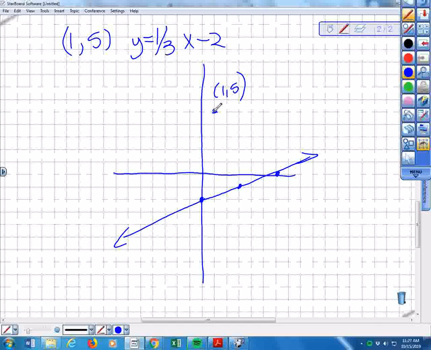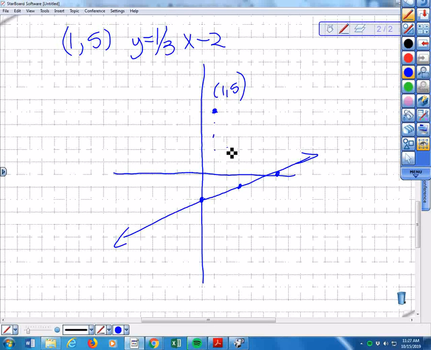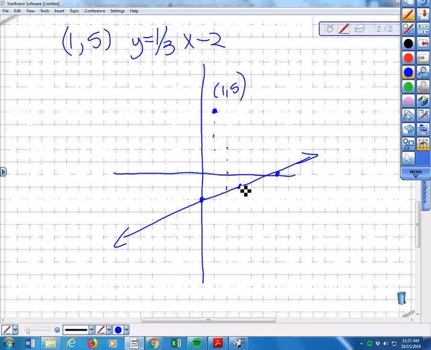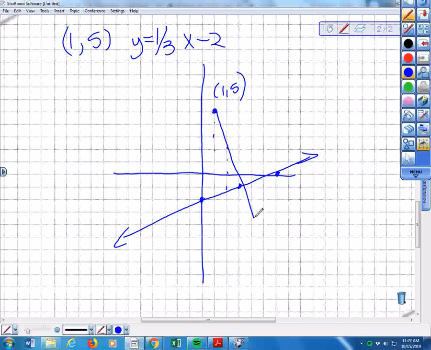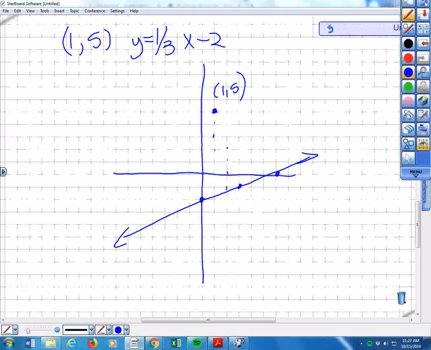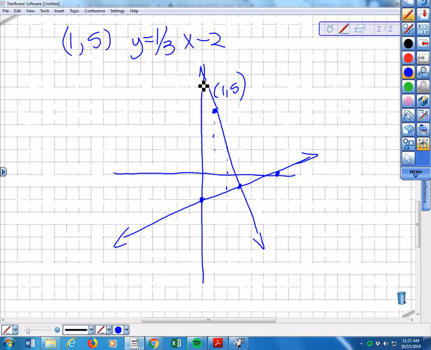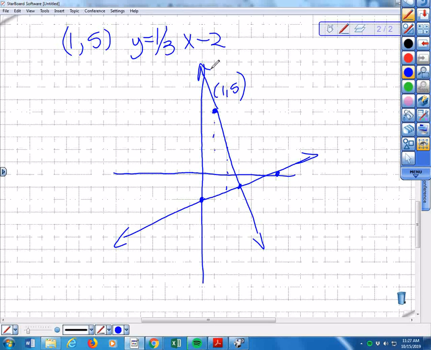Okay, so I'm going to start. I'm going to use -3. Down 3 over 1. Down 3 over 1. There's where it intersects. Okay? Didn't do that very well. So there's the line. Now I need to find the equation.